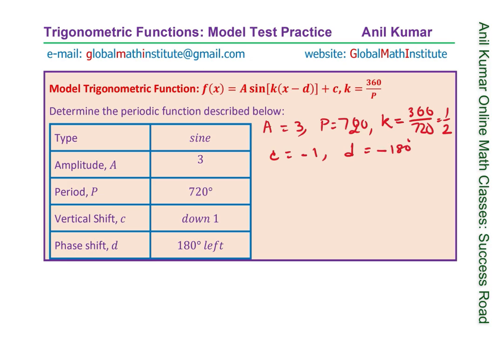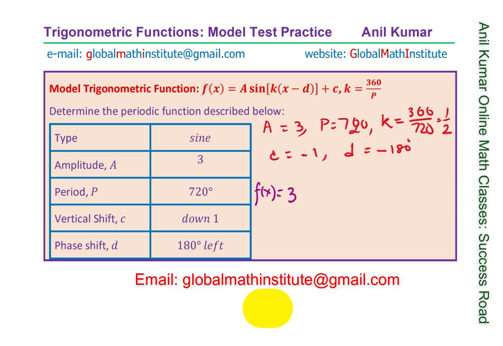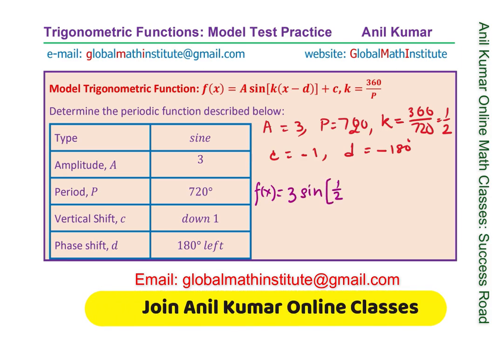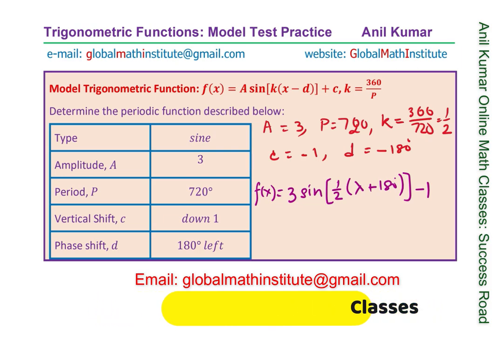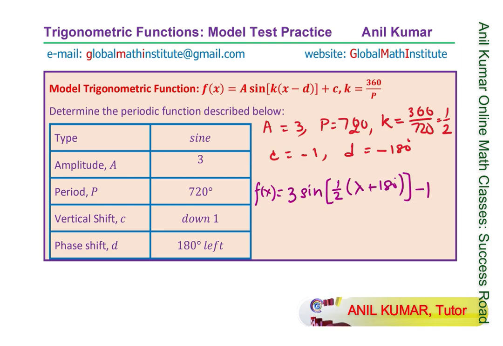correct? So that gives you the function f of x equal to the amplitude a of 3, and then sine, with k given to us as half. We just calculated that, correct? X, d is minus 180, so it becomes plus 180 degrees, and the phase shift is minus, and this vertical shift is minus 1. So that becomes the equation. Perfect. So I hope you understand how we write the equation from the given data.